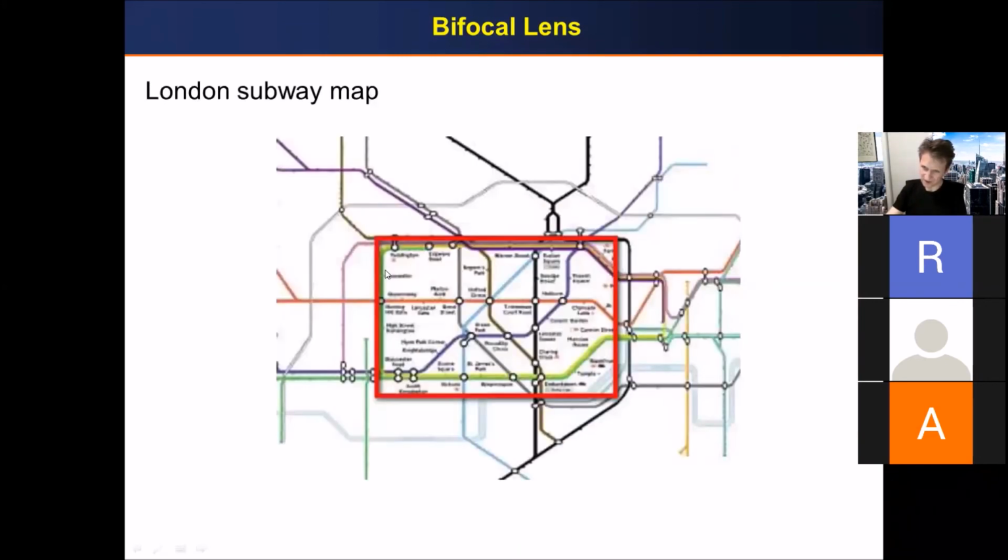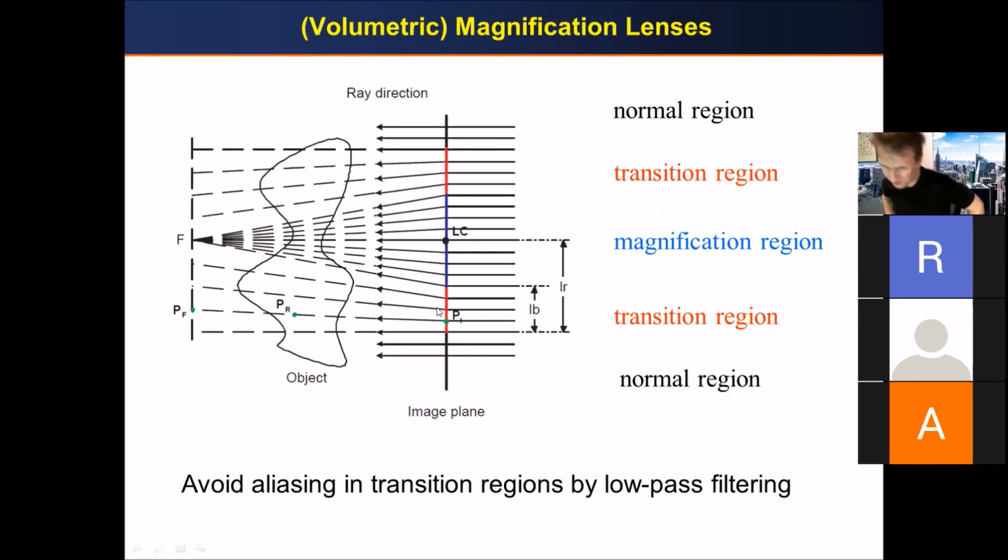Okay. The London subway map is another one of these displays. You can see this in high detail, and then the rest here is shown in low detail. You can just see the individual lines, but you can't see the labels. And here's a paper that we wrote a while ago. That's a volumetric lens. Think about it as a three-dimensional area.